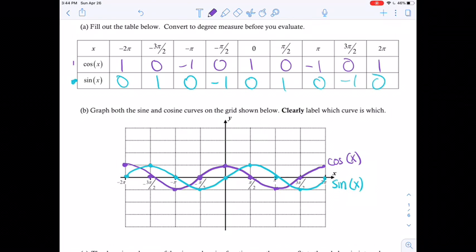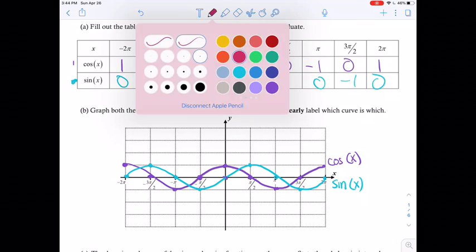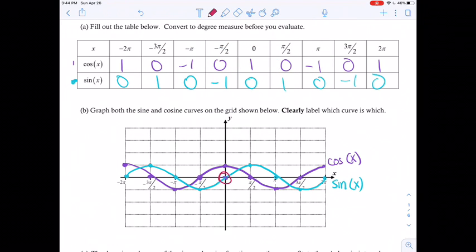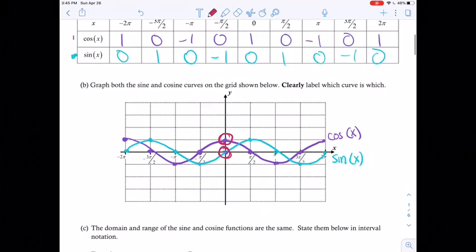All right, one thing that you do want to start to notice here is that sine starts at 0. So right here at the origin, sine is starting at 0, where cosine starts at 1. I like to say sine starts on the line because sine and line rhyme. Sine on the line.